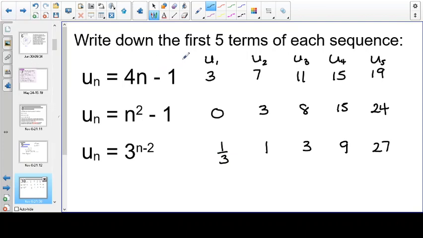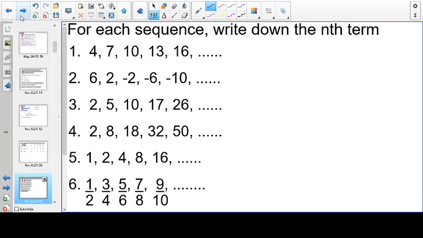Okay, so this is how to use the nth term to generate terms in a sequence. You need to remember that n represents the position. So I'd like you to pause the video and see if you can figure out what the nth terms are for those 6 sequences.